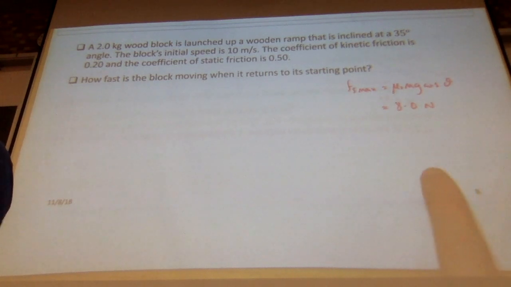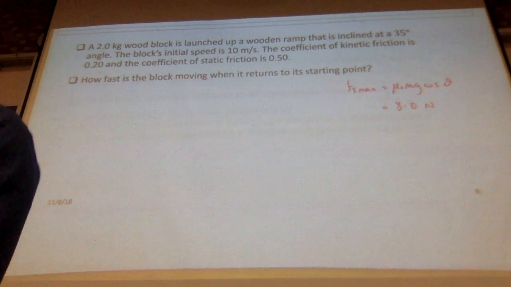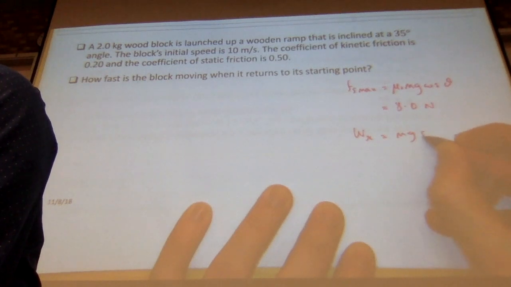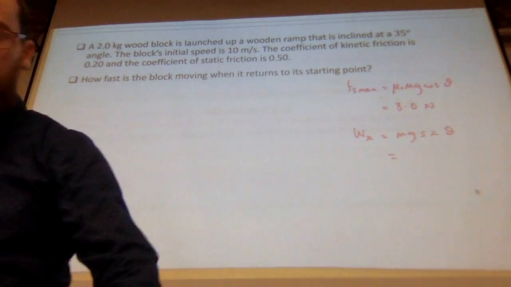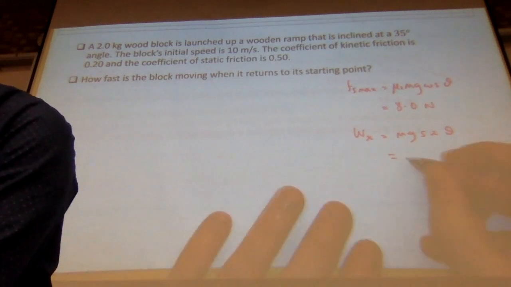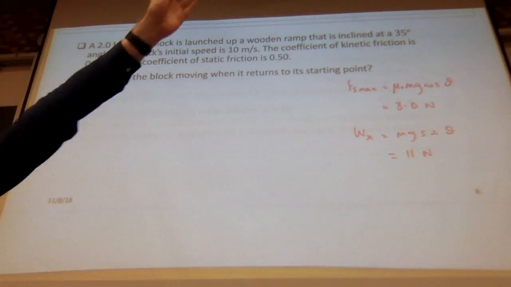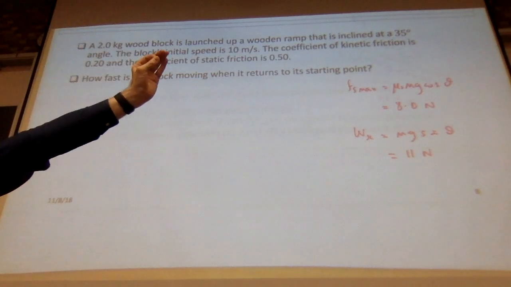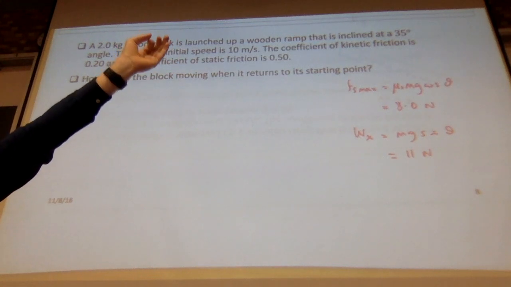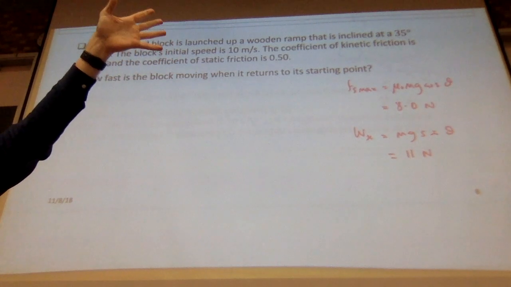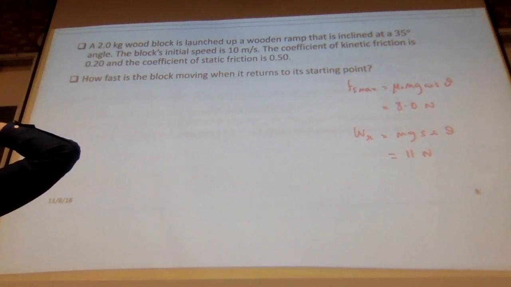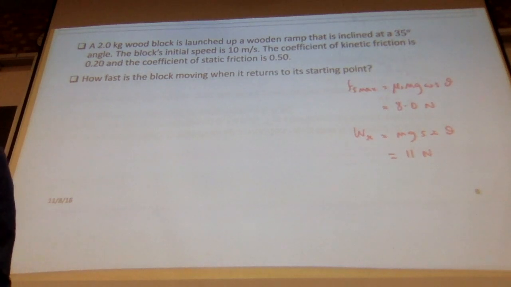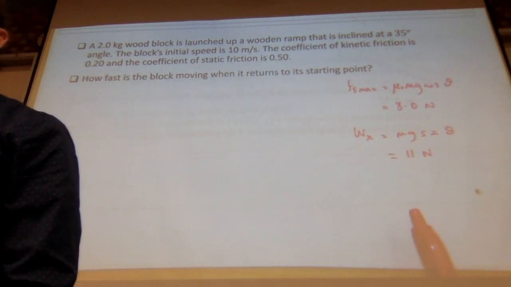So that's the maximum for static force. When it gets to the top, what is the weight force component? The weight along the ramp is mg sine of theta, and you'll find that this is equal to 11. So even when it gets to the very top, when it comes to instantaneous rest, the weight force is dragging it back down the incline. It's still going to be bigger than the max static. There's no way for it to get stuck at the top. So that's why the 0.5 is in there. But since I'm asking you how fast it's moving when it gets to the bottom, you can probably assume it doesn't get stuck up there.